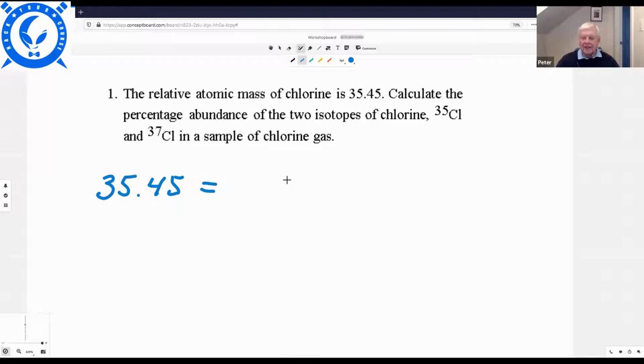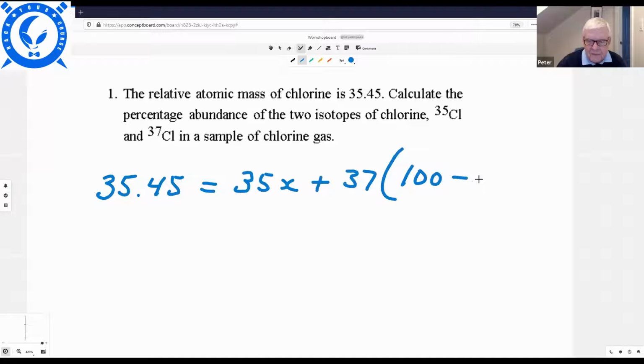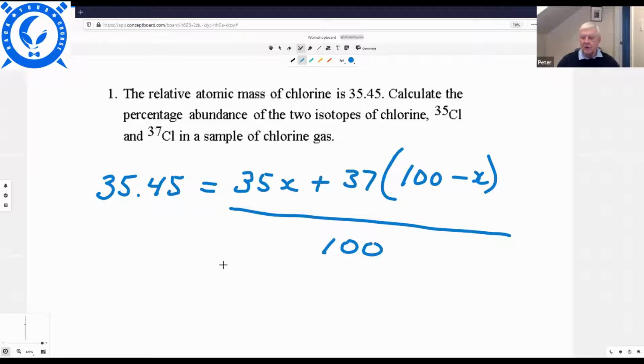And then you arbitrarily let one of the isotopes be X, the other will be 100 minus X. So let's say for the sake of argument, I choose the one having mass number 35 to be X. So that's going to be 35 times X. To that, I will then add 37 times (100 minus X). And the whole thing will then be divided by 100 because I want the percentage composition in the end. And if you solve this equation, what you find is that X turns out to be 77.5%.